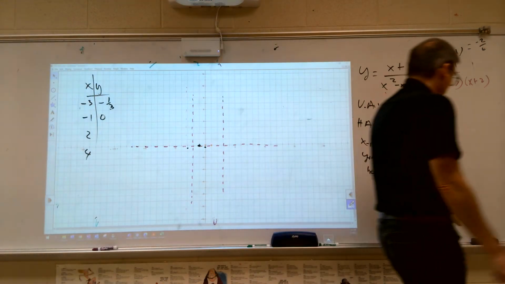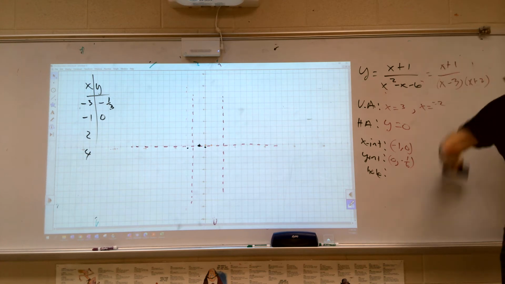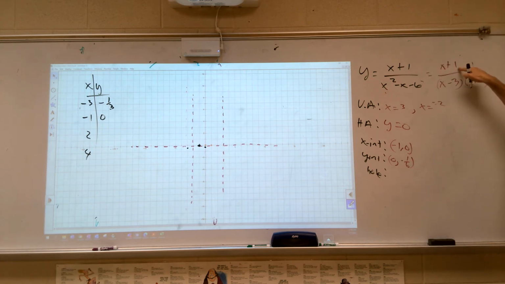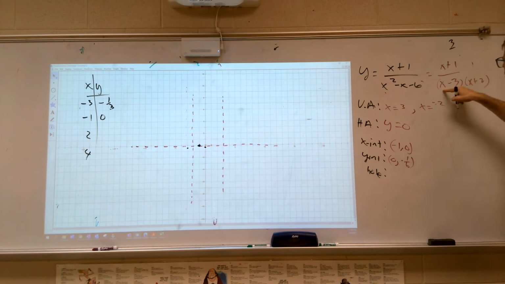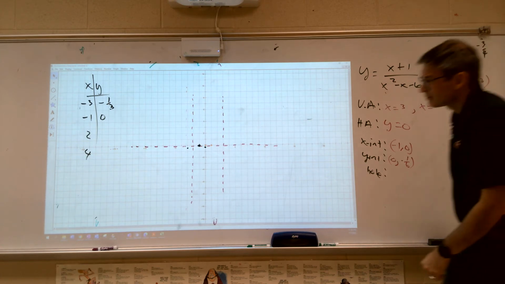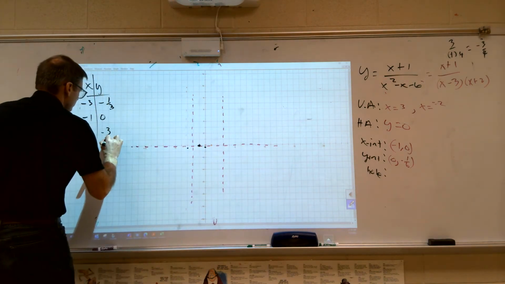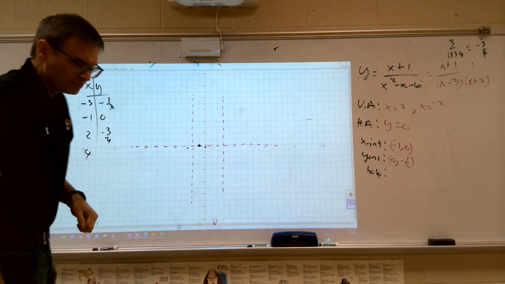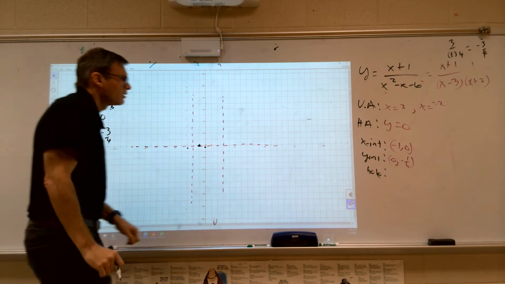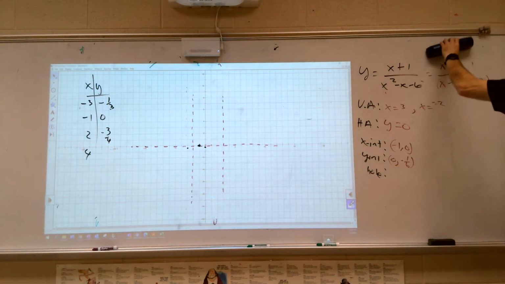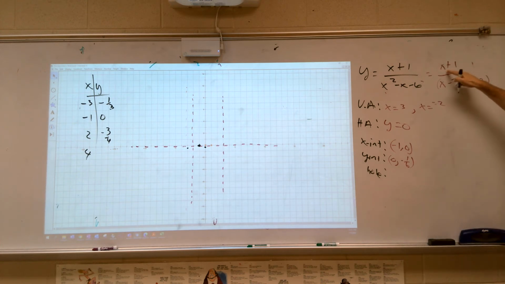Next, I got to plug 2 in. So when I plug 2 into my function, 2 plus 1 is 3. 2 minus 3 is a negative 1. 2 plus 2 is 4. And this is going to give me negative 3/4. And then I need to plug 4 in. So when I plug 4 into my function, 4 plus 1 is 5. 4 minus 3 is 1. 4 plus 2 is 6. So I end up with 5/6.